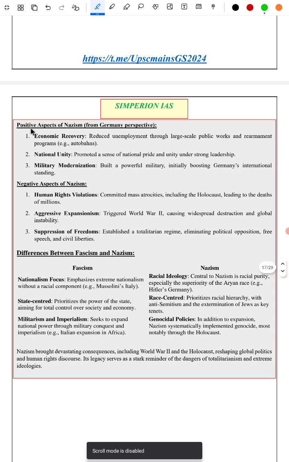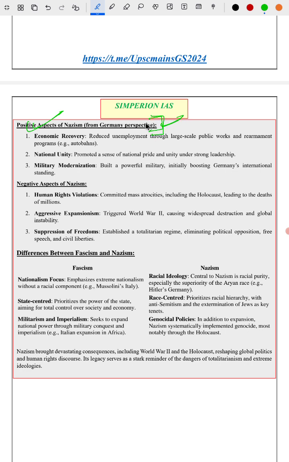Next, we have given the positive effects of the rise of Nazism, mainly in Germany. What is the positive impact? It had only a few positives on Germany, like economic recovery, technological advancement, and unity of the country. And what is the negative impact of the rise of Nazism? It led to the World War One.